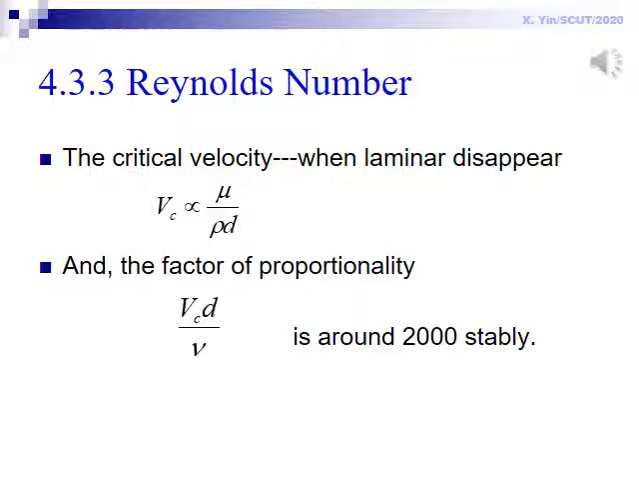However, finding Vc is not easy or convenient in practice. The good news is that the value of the proportional factor, which is Vc times diameter d over kinematic viscosity nu, is always about 2000.